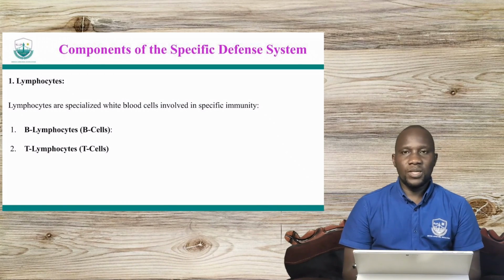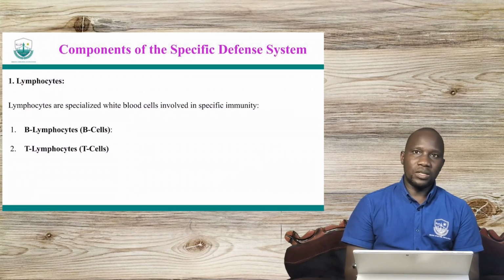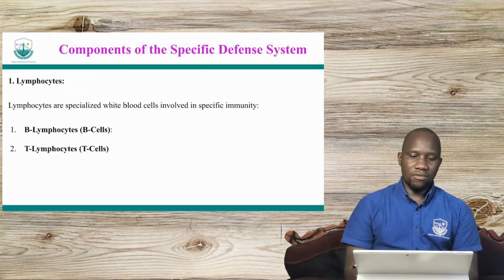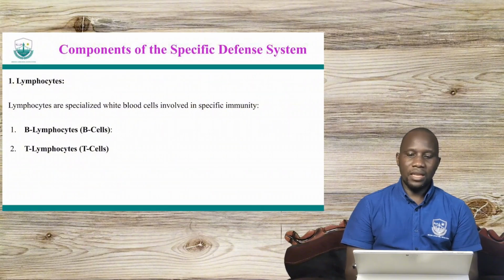B lymphocytes. When you hear B lymphocytes, think about antibodies, nothing else. B lymphocytes, antibodies. So B lymphocytes produce antibodies, and like we have said, they are produced in the bone marrow. Okay? They have glycoprotein receptors that bind to specific parts of the antigen.